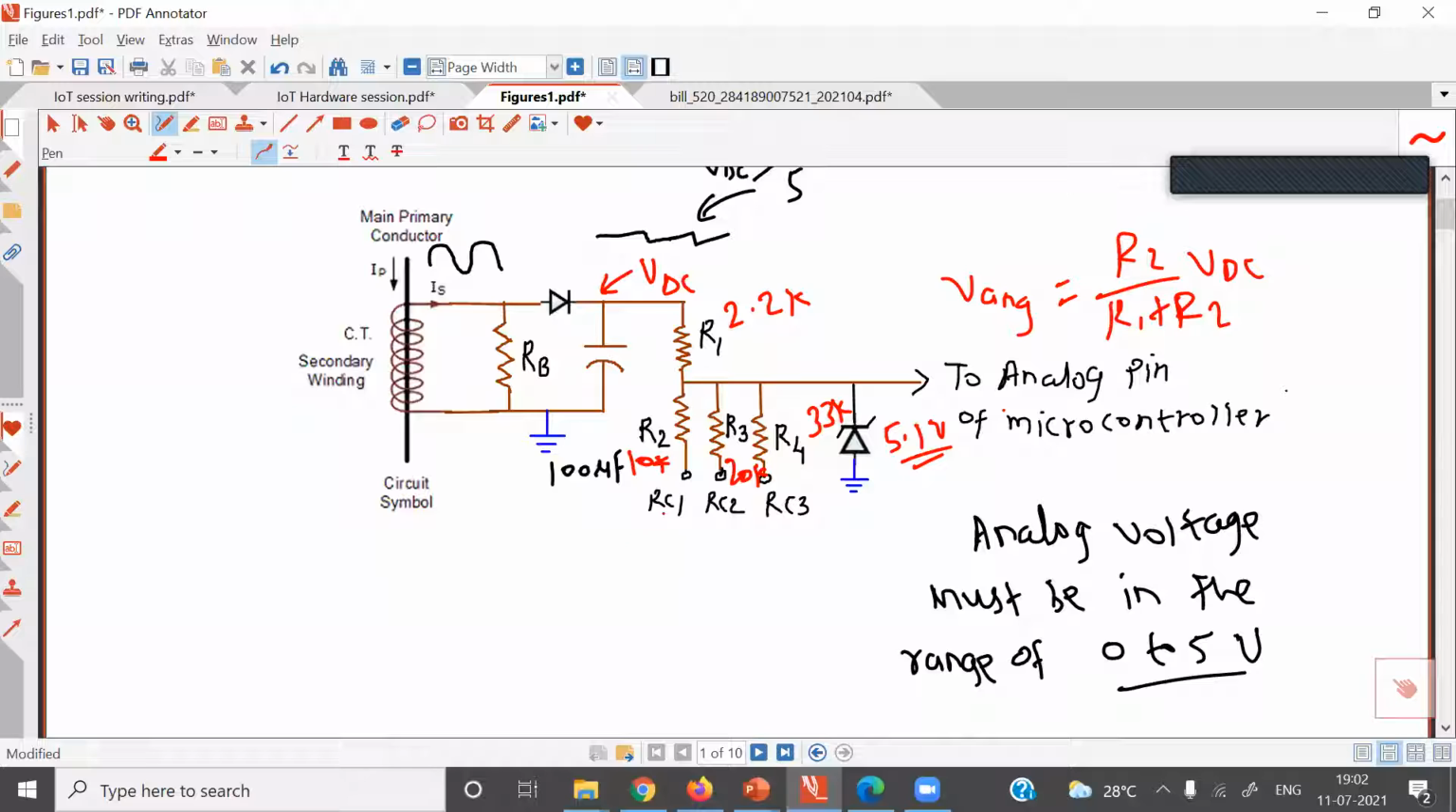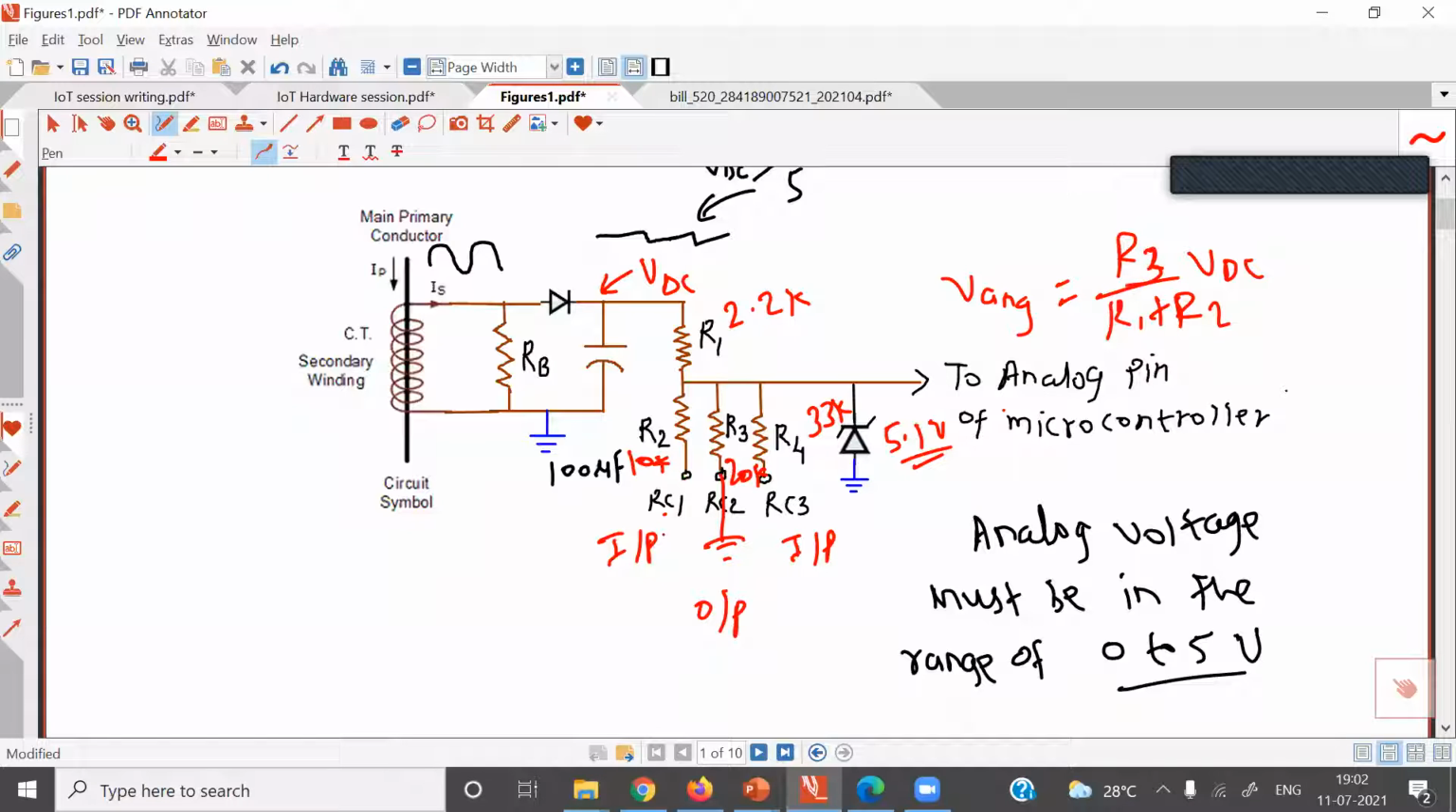For example, now the RC1 pin is input. With the help of the TRIS bit, make the RC1 pin input, make the RC3 pin input, and apply logic 0 on the RC2 pin. As you are applying logic 0 on the RC2 pin, it must be an output pin. So the RC2 pin is output and apply logic 0. What will happen? The other end of R3 will get grounded. Now the voltage coming on the analog pin will be R3 upon R1 plus R3 into VDC. So we will have here R3.